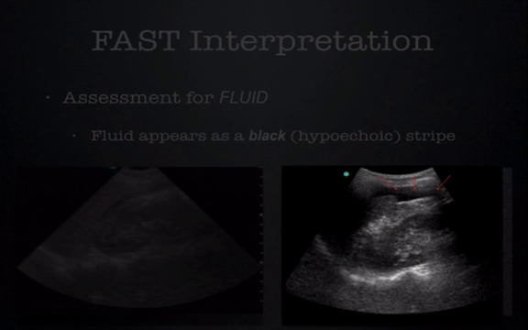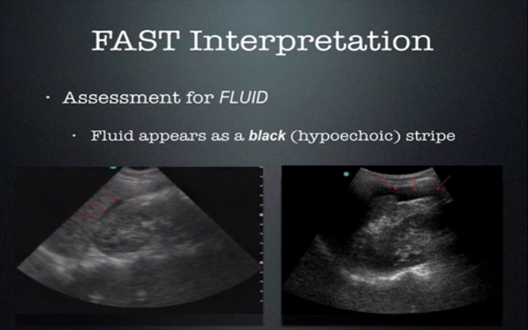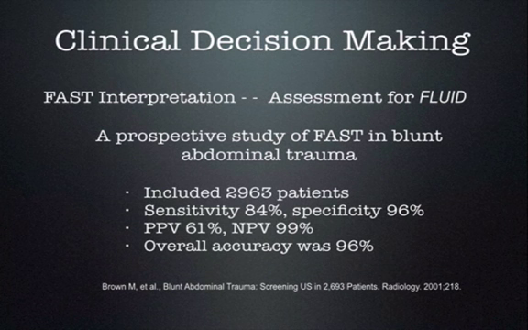In the picture on the right, we see the spleen and the kidney, and we see a big hypoechoic stripe of fluid outside of the spleen highlighted by the red arrows. This is also free intra-abdominal fluid. It should not be fluid here.